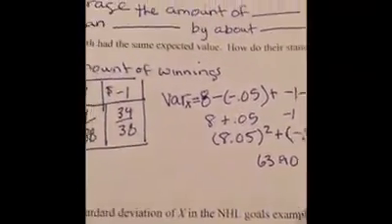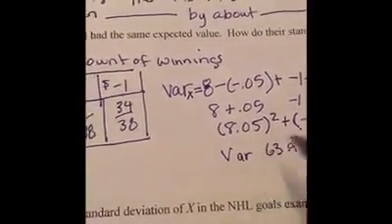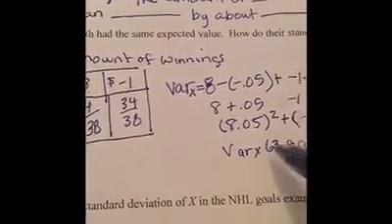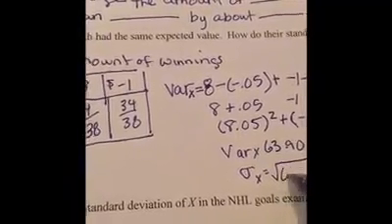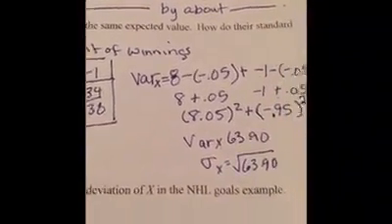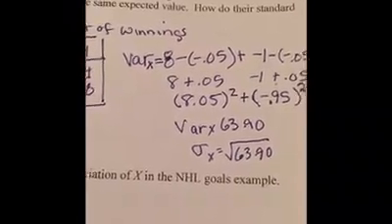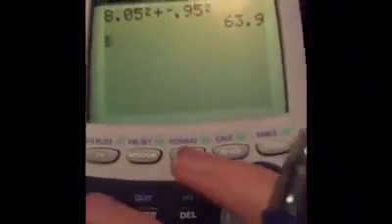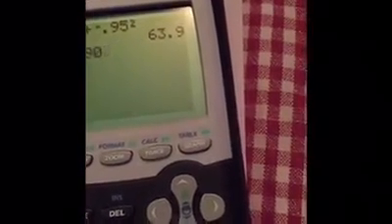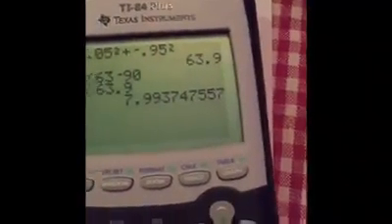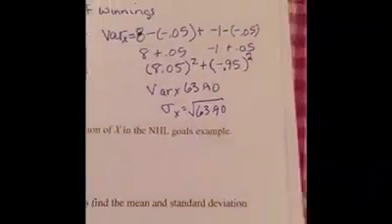All right. Now, this is the variance. Now I want you to remember: to find the standard deviation of the random variable, we would have to take the square root of 6390. Back to the calculator. Square root of 6390, and we get $7.99.